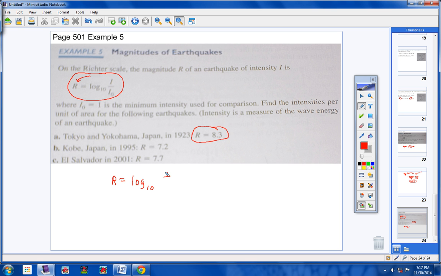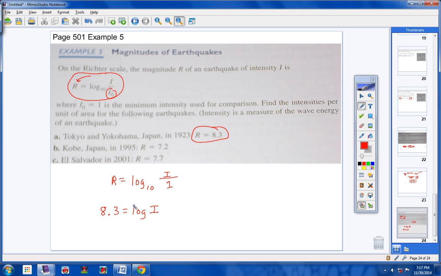I over I subscript 0. Now look, guys, I subscript 0 right here equals 1. So I'm just going to put a 1 here. Okay, there we go. Now, R is 8.3, so for R, I'm going to put 8.3. And of course, base 10 is just a common log. And I over 1 is just I. So guys, that's it. Look what we're doing.